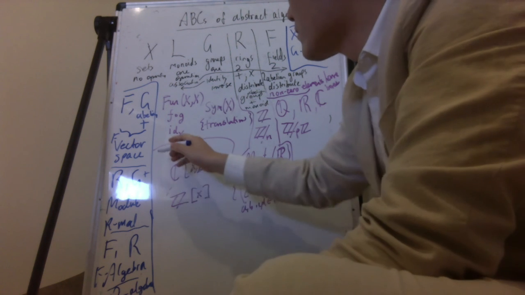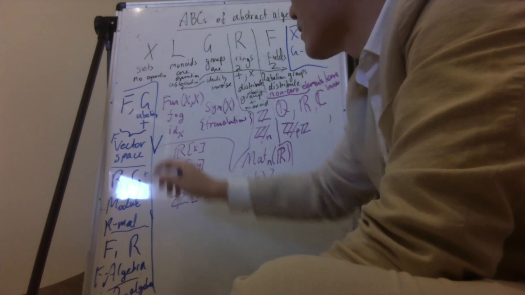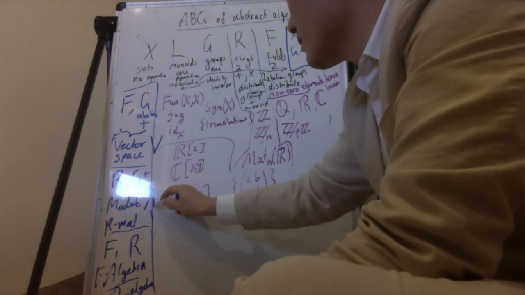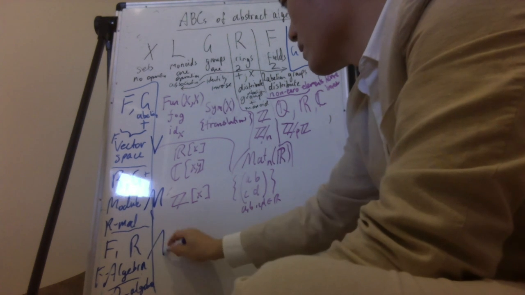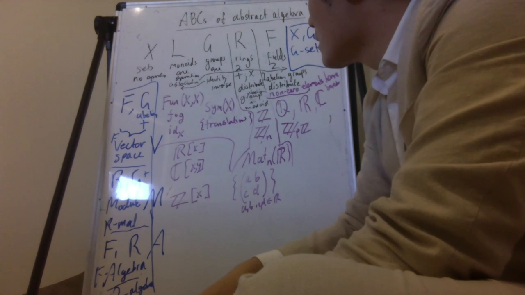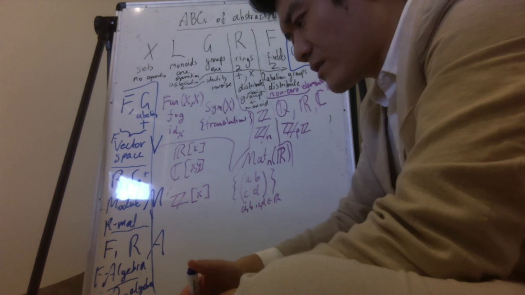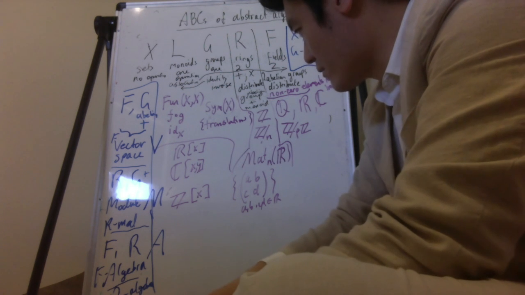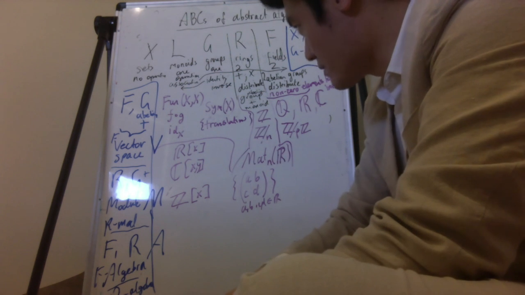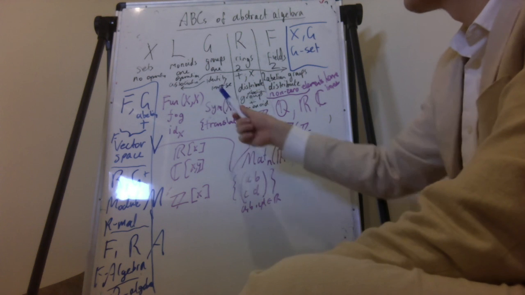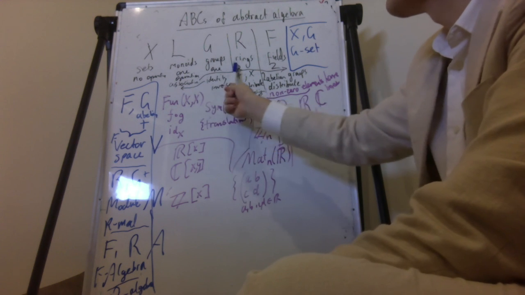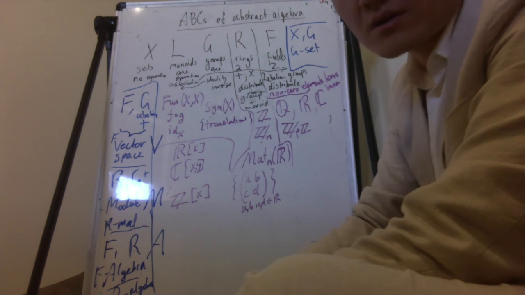Some notation: a vector space might be V, a module might be M, an algebra could be A. Do you have any questions about that? This is meant to be an overview. You might not know what all these things are, even though I think you should be able to know these definitions now, because you've seen the groups one a few times.